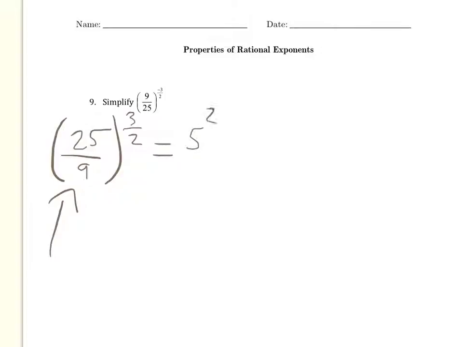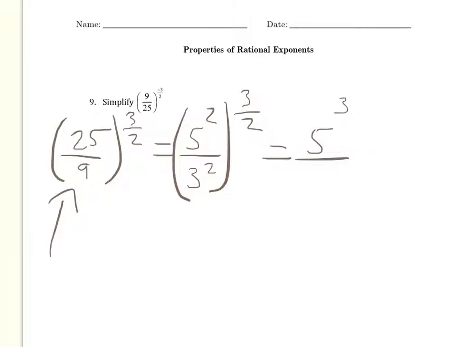So I'm going to rewrite and then raise the entire fraction to the 3 over 2. Now if you look at my cool little thing here, I'm going to have to multiply these two exponents together, and I cannot forget to distribute this 3 over 2 down to this little 2 down here. So I get 5 to the third over 3 to the third.